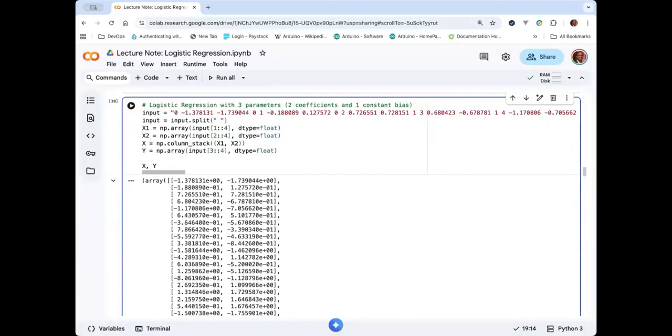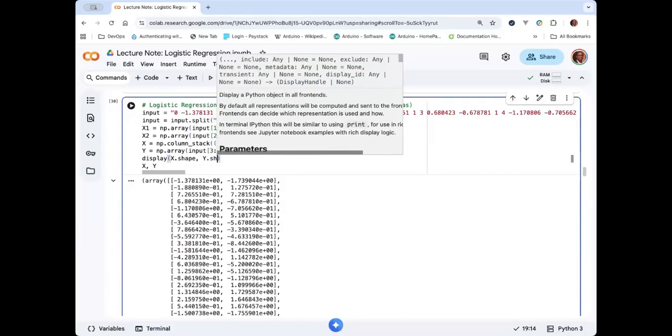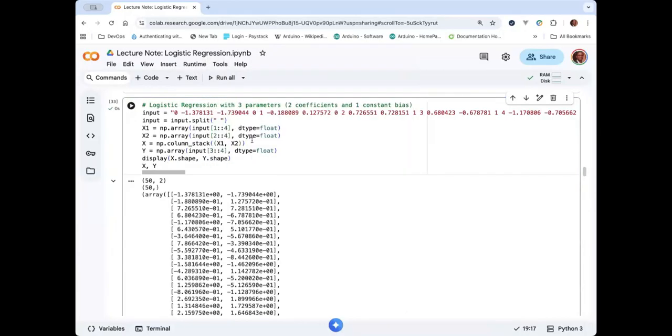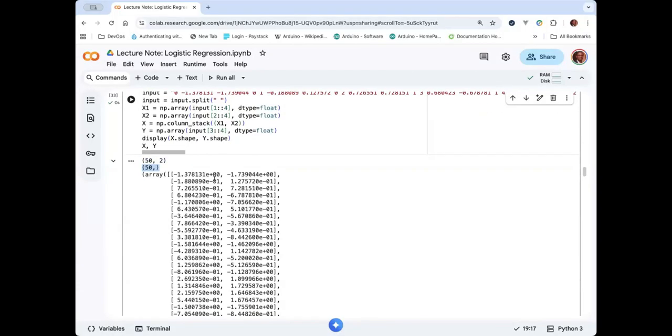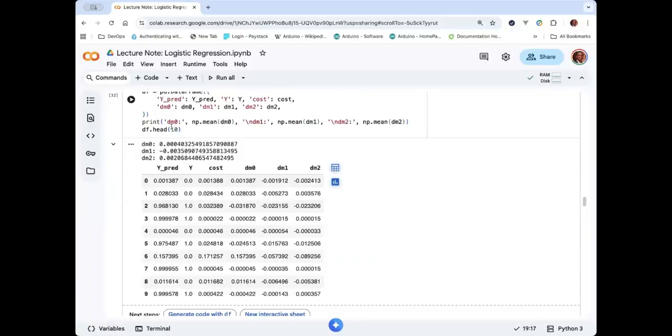Let me do that quickly here. So there are 50 data points. X has two columns, while Y has one column because it's a single vector. For these 50 data points, I just printed only 10, but if I had printed all, you would see all of them. So there are actually 50 data points.